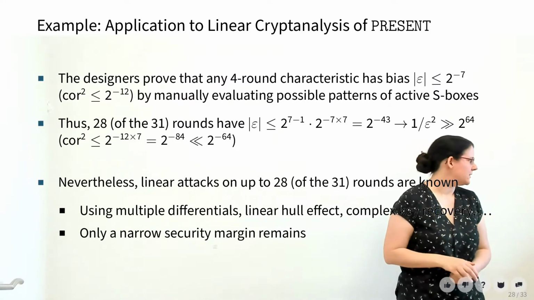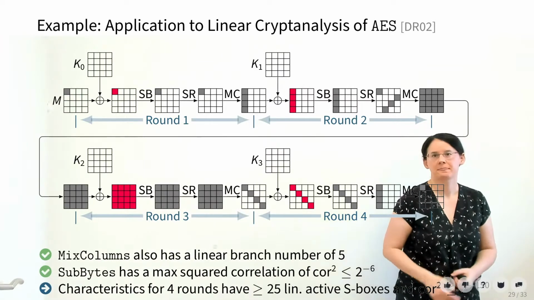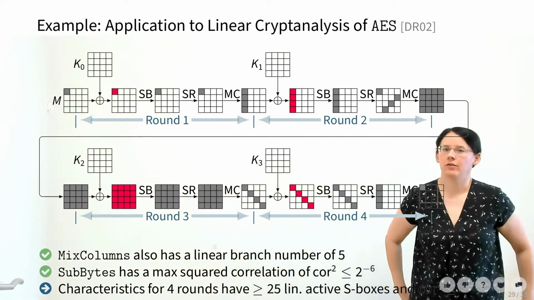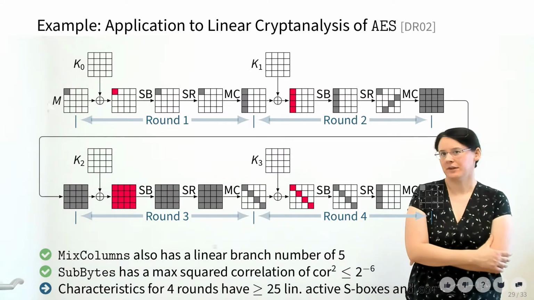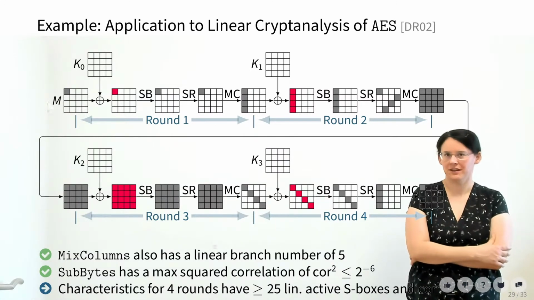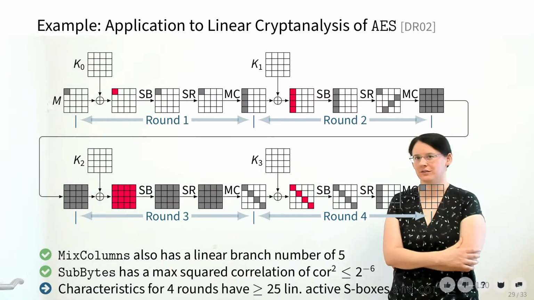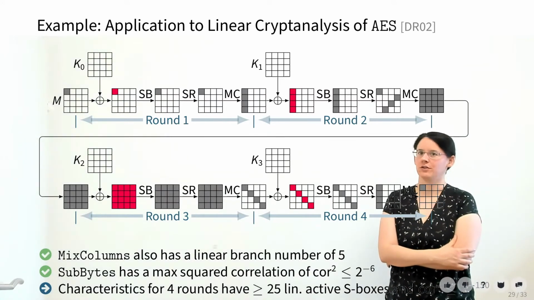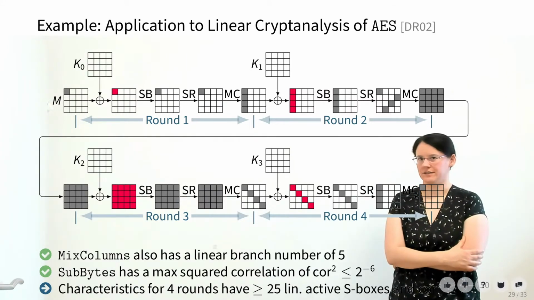So that's the case of present. Let's have a look at the AES, and let's have a look at how valid approximations look like there. This picture will look familiar to you. This is a description of possible patterns for differential characteristics, but at the same time it is also a description of potential patterns for linear characteristics.